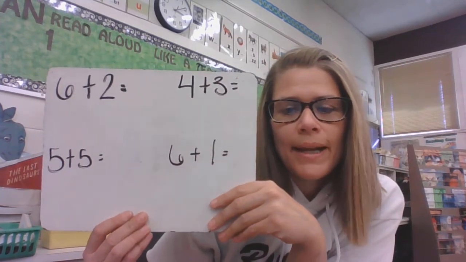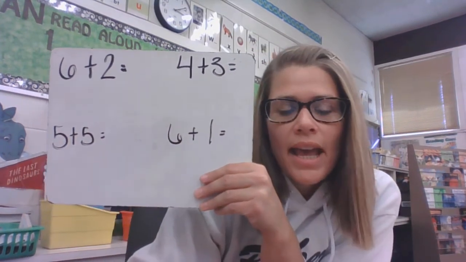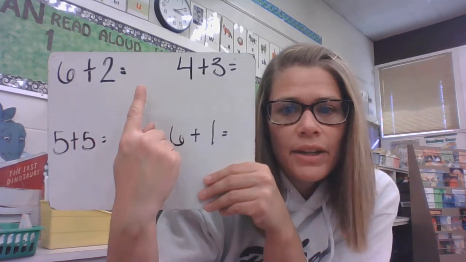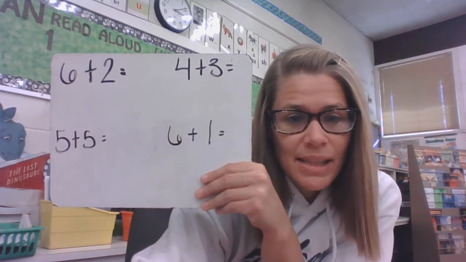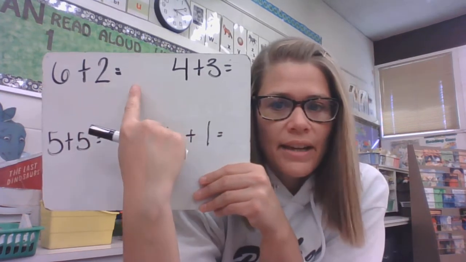Okay, next one. I want you to make your board look like my board again. So I've got 6 plus 2 equals, 5 plus 5 equals, 4 plus 3 equals, 6 plus 1 equals. Once you make your board look like mine, put me on pause and figure out the answers to these 4 questions for me quick. And then I'm going to ask you something else about that. After your equal sign, finish my equation.